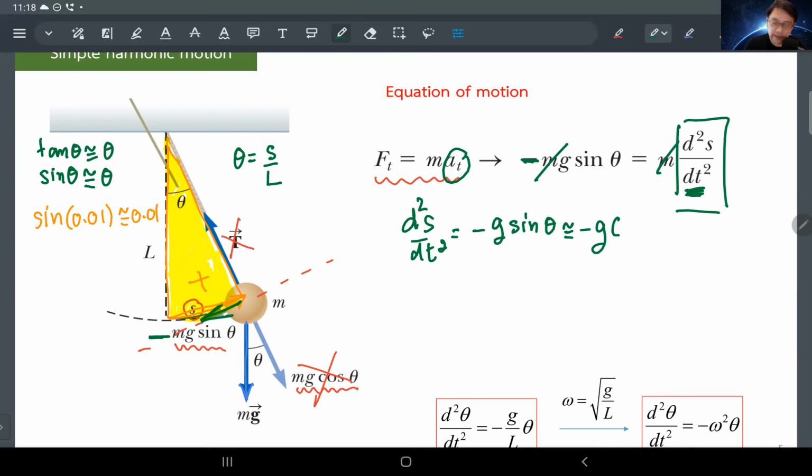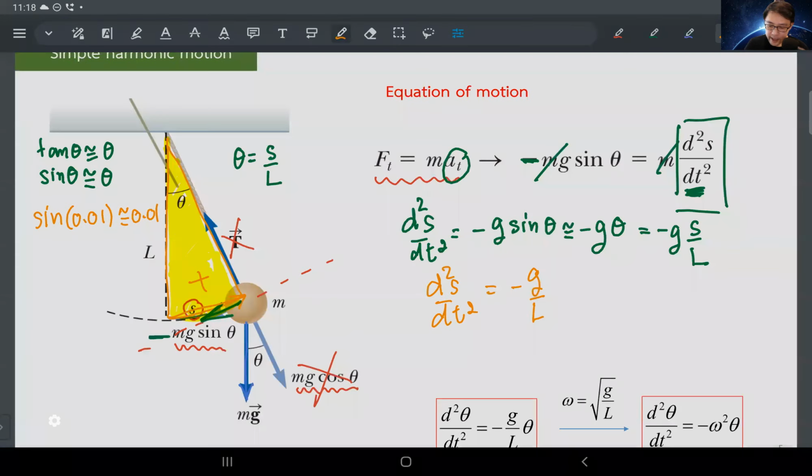So I'm going to write it as approximately G theta. And the theta is just S over L. You start seeing something now? If not, let me write it one more time, guys. d²S/dt² equals negative G over L times S. Okay. Start seeing something now? Yes or no? And this is what I'm trying to say.